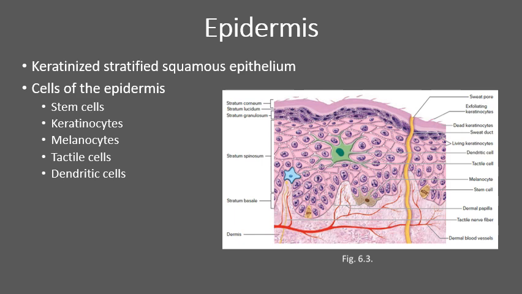The epidermis is a keratinized stratified squamous epithelium. The cells of the epidermis are stem cells. So here we have a stem cell. Then we have keratinocytes. You have living keratinocytes, and then you also have dead keratinocytes. You also have melanocytes, which is here in the center. You have tactile cells, which are responsible for your touch, and then dendritic cells, which relay the touch signals to your brain to know what you are touching.